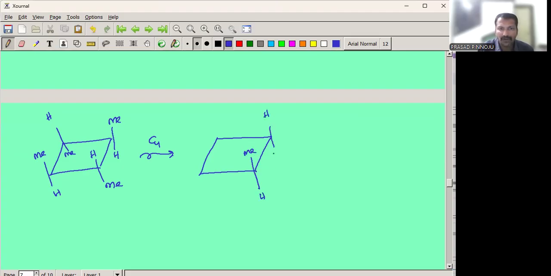So this is hydrogen, methyl group. Here it is hydrogen, methyl group, and here it is methyl group and hydrogen.